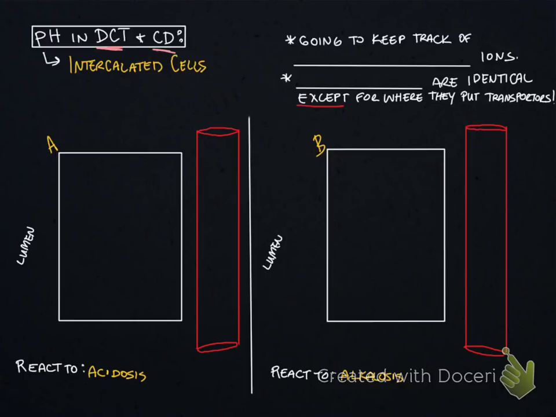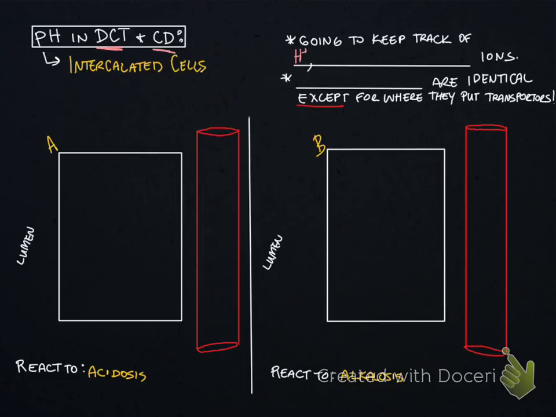They're basically identical cells except for where they're going to place their transporters. Because remember, we're talking about things that affect pH, so like hydrogen ions and bicarbonate ions. So we're going to want to put those in different places. Does that make sense? I'll show you what I mean. We're going to keep track of certain ions. We're going to keep track of our hydrogen ions.